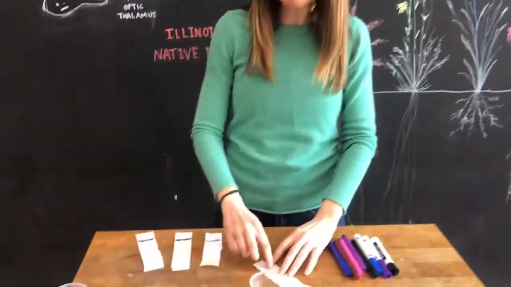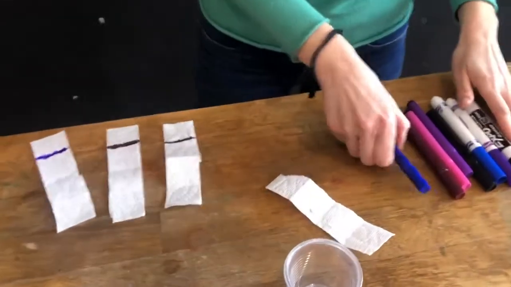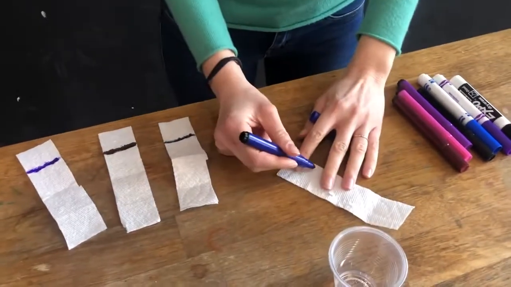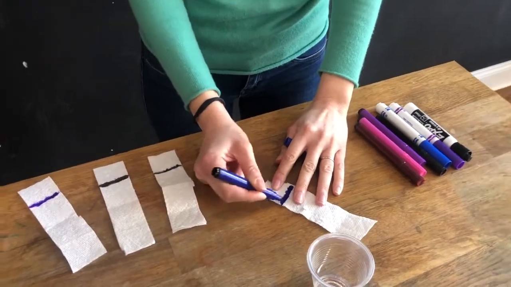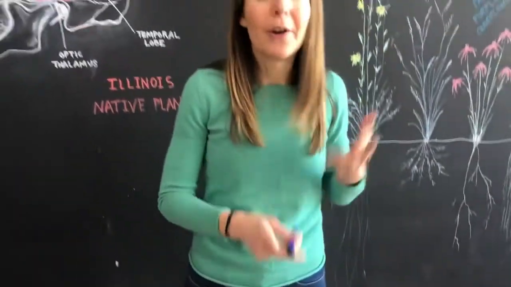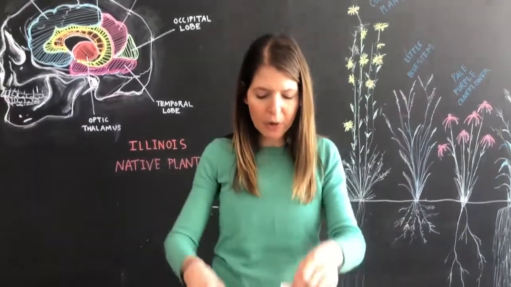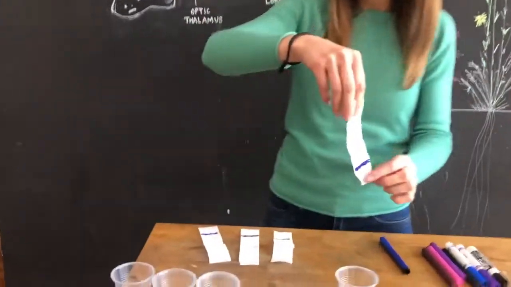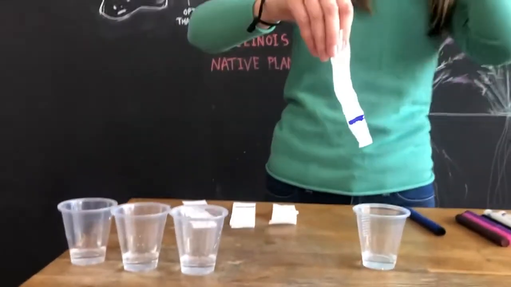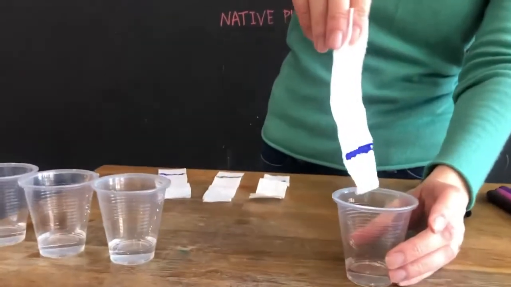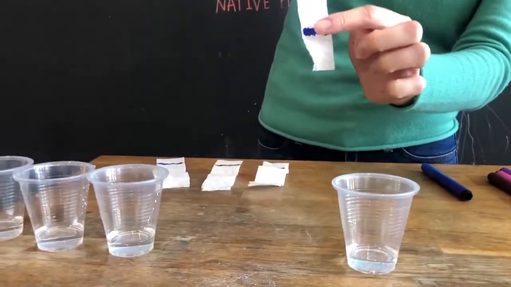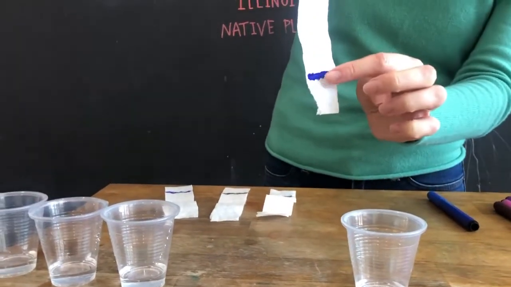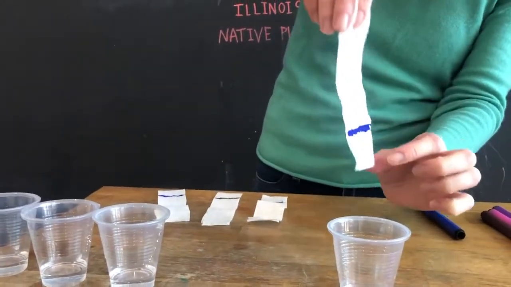Now the bottommost fold, you will go ahead and just draw a dark line on it. So what we're going to do is drop it in, and you're not going to move it once you drop it in, but you're just going to prop it up so it sticks out a little bit. And you want to make sure the water is low enough that it doesn't touch where the line is with the marker.